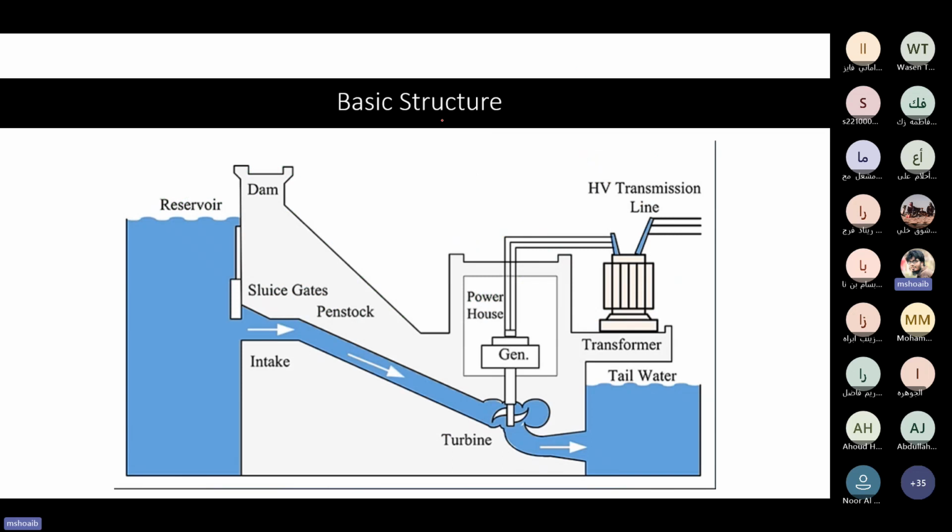So if you look at the basic structure now, this is the reservoir where we have water. Now this water is stopped by the dam, and we control the flow of water by a gate. We call it a sluice gate.